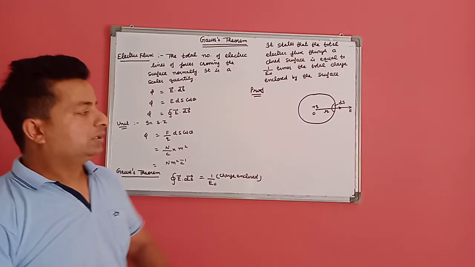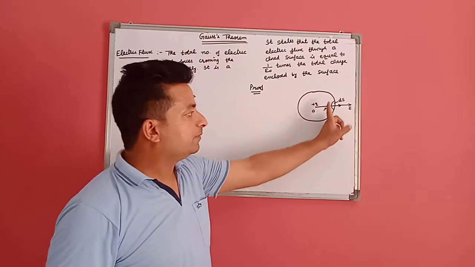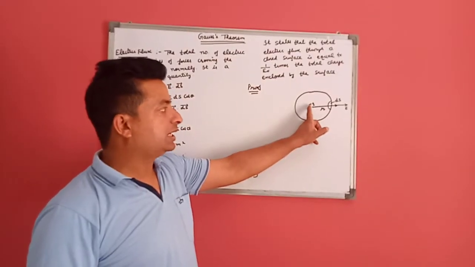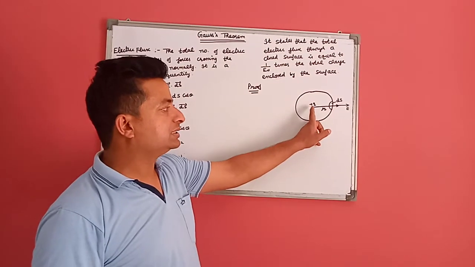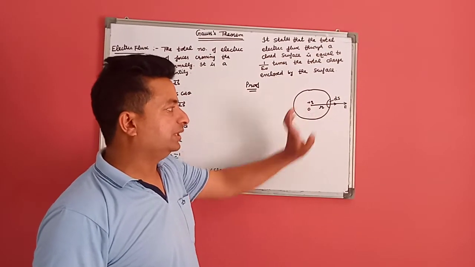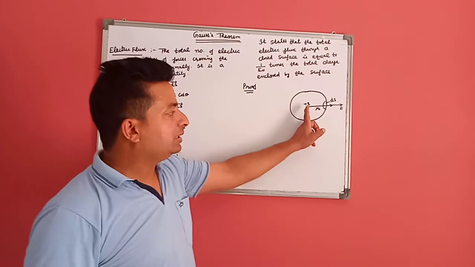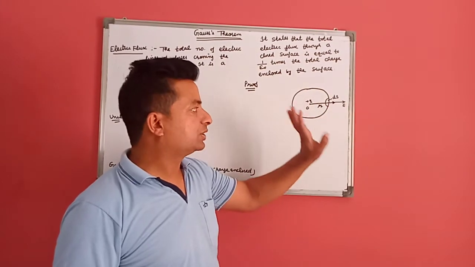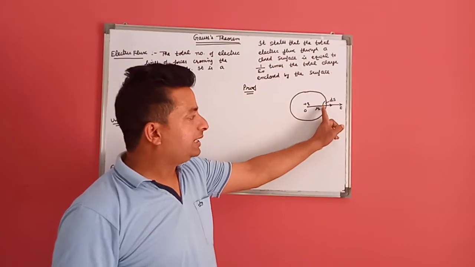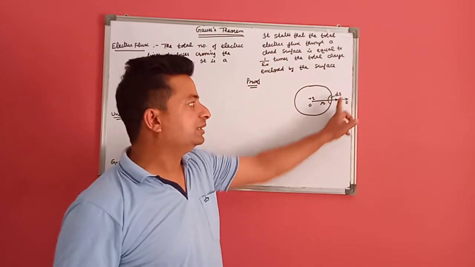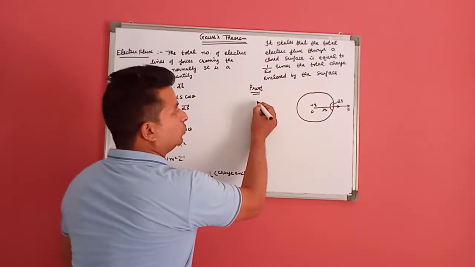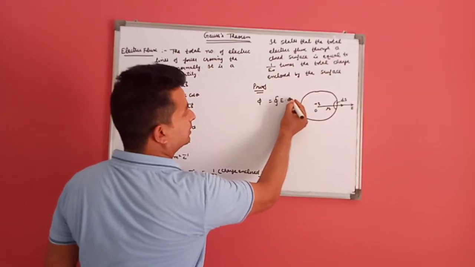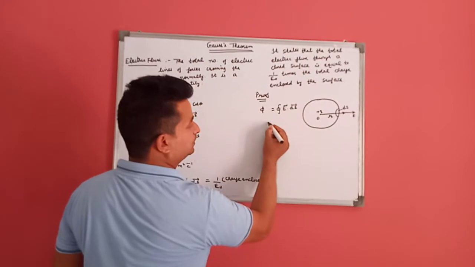First of all, consider a sphere of center O and radius r. Let a charge plus q be placed at the center of the sphere. As we know, electric field is always directed outward from the charge plus q. Consider a small elementary portion of this sphere, that is ds. As we know, according to definition, electric flux is closed line integral E dot ds.